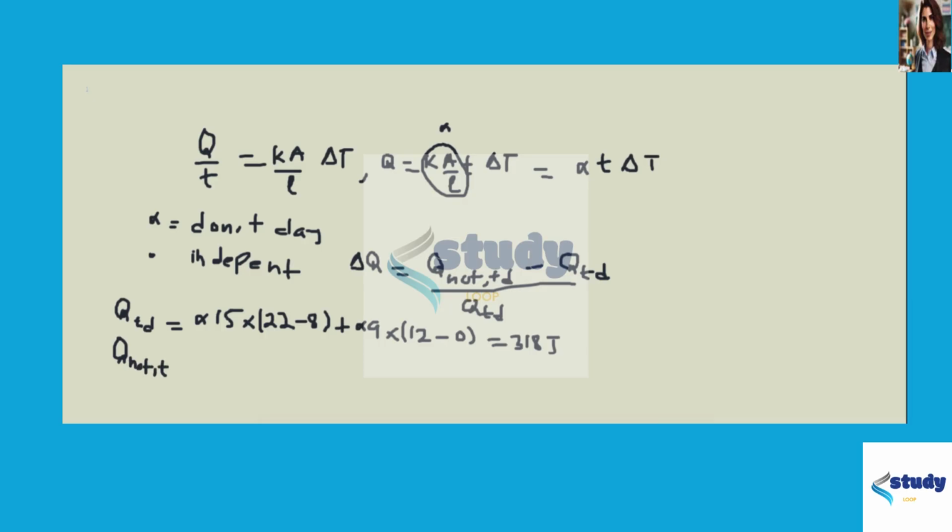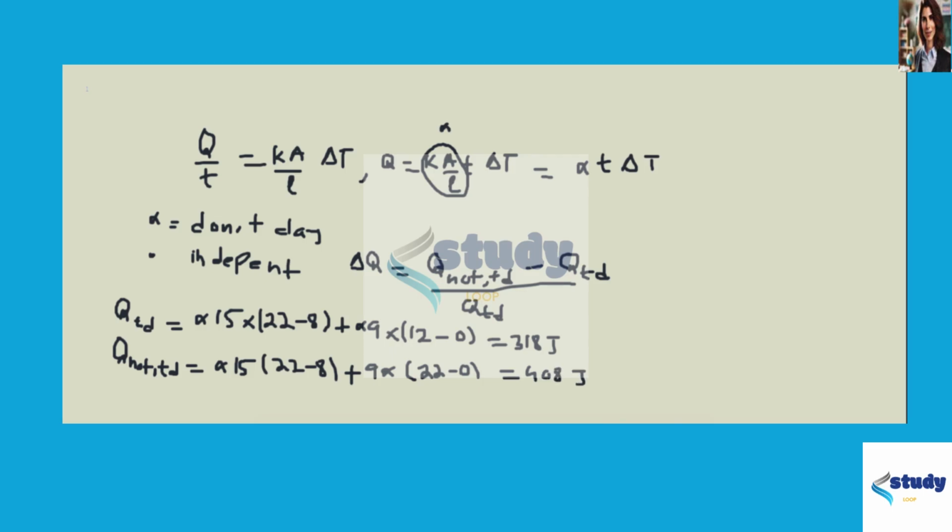And for Q for not turning down, we can write this as alpha times 15 times the temperature difference, which is 22 minus 8, plus 9 times alpha times the temperature difference here, which is 22. Previously it was 12, now here we have 22, and this gives us the heat for not turning down, which is 408 joules.